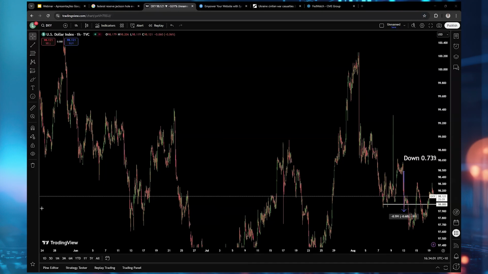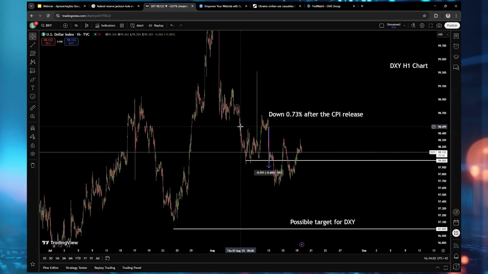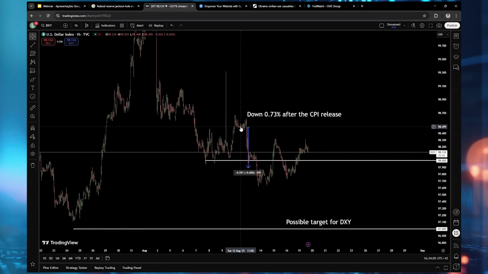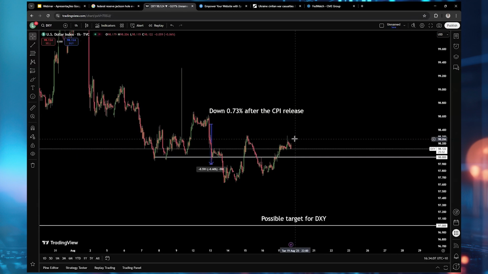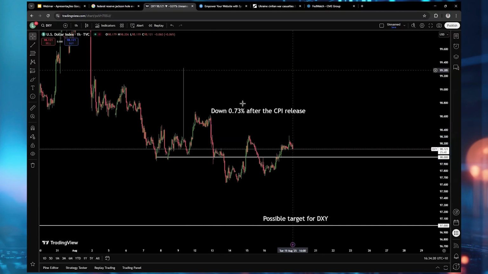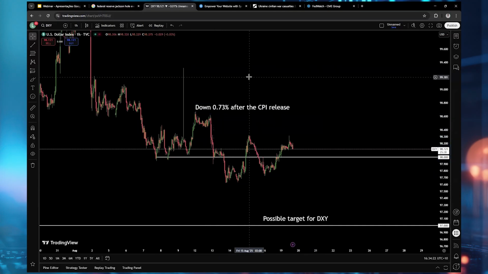Whatever changes there will be will have an effect here on the DXY. The DXY has been quite volatile. Ignore this strength here on the week. This is not true. This is completely wrong pricing. Anyways, it has been quite volatile in the last month. So basically, from now to the beginning of this month, it has been very volatile.